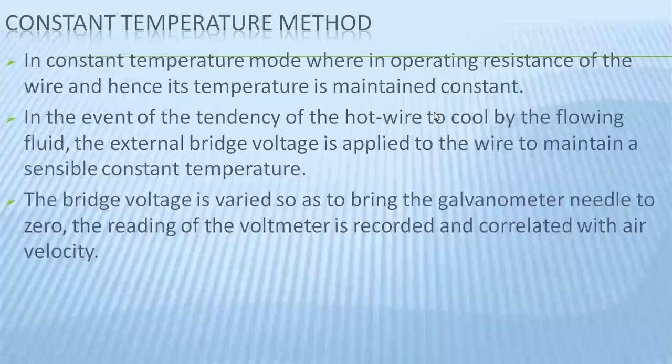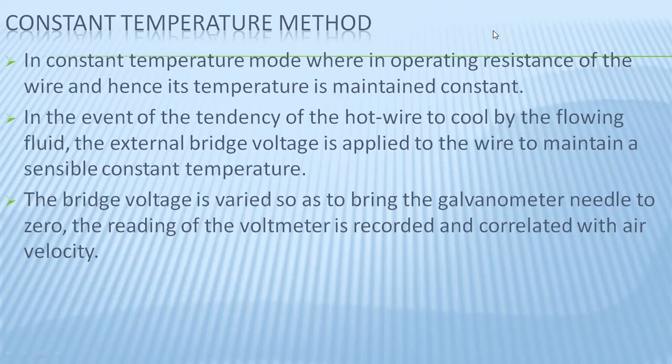Next one, the constant temperature method. In this hot wire anemometer, we can see another operating method, the constant temperature method, in which the temperature should be kept constant. So how should we calculate the gas flow rate using this device?